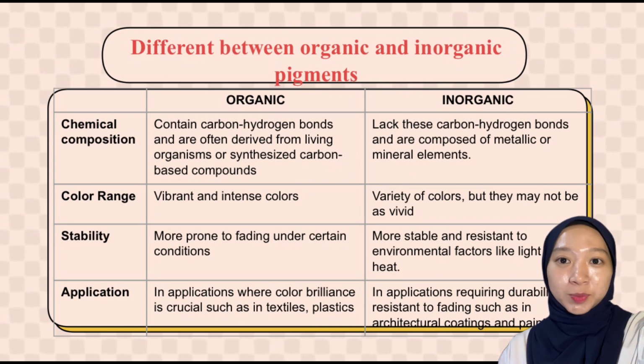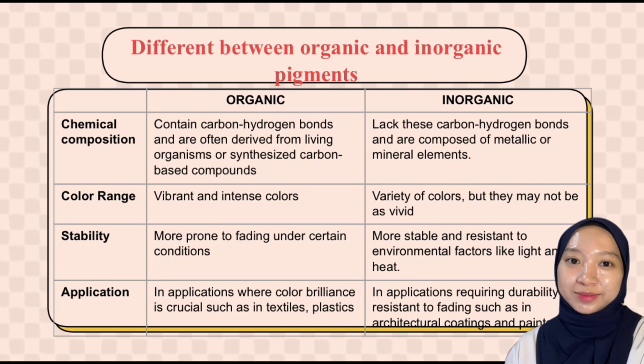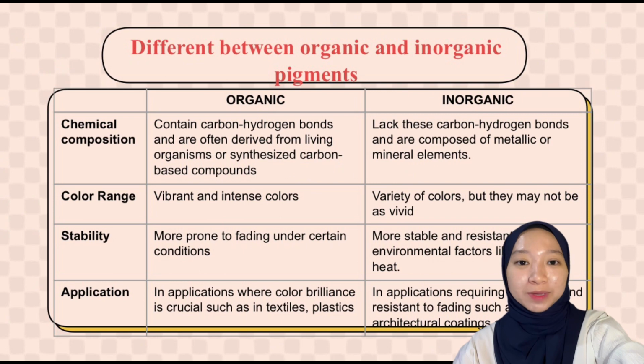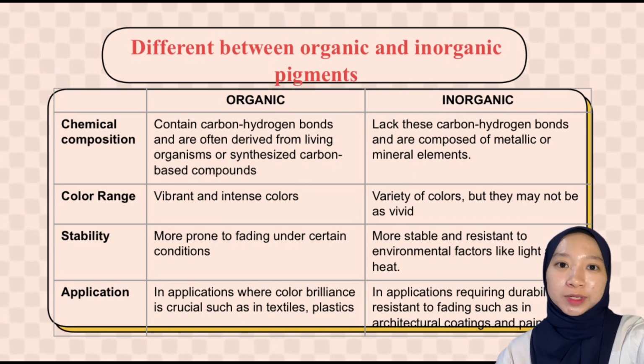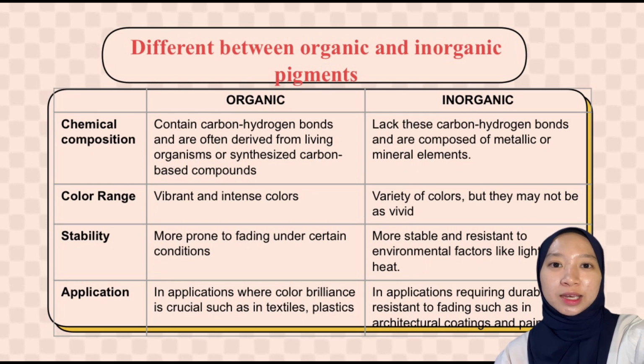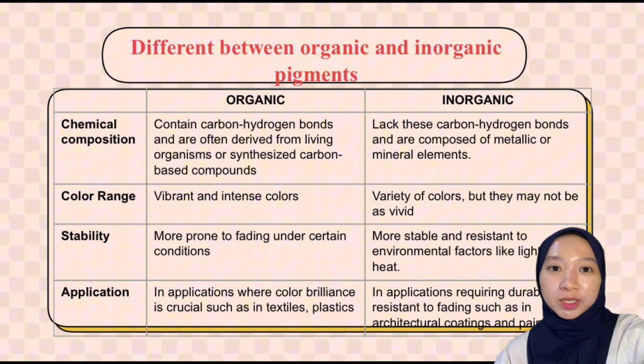Next, stability. Organic pigments are more prone to fading under certain conditions, while inorganic pigments are more stable and resistant to environmental factors like light and heat. Last but not least, application. Organic pigments are used where color brilliance is crucial, such as in textile and plastic. While inorganic pigments are used in applications requiring durability and resistance to fading, such as in agricultural coating and paints.